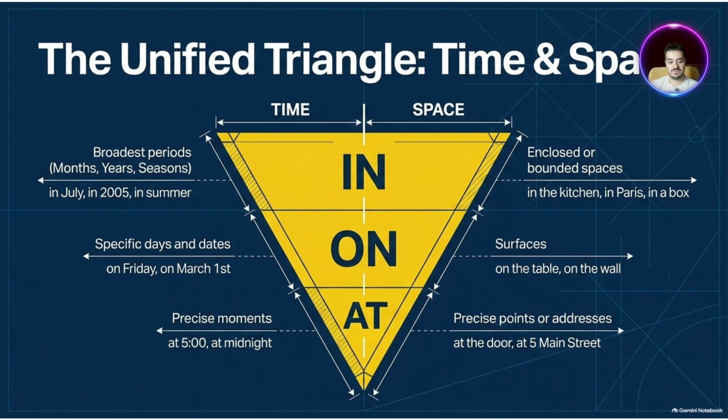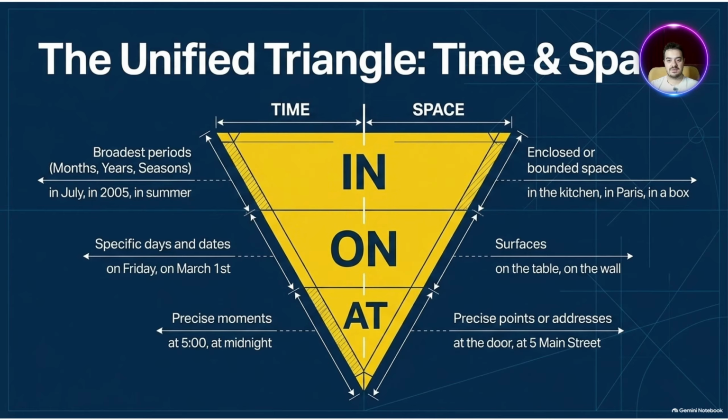And when we want to refer to precise moments, we use the preposition at. For example, at 5 p.m., at 5 a.m. in the morning, at midnight, at noon, or at midday, of course. And we use them because they are very precise.